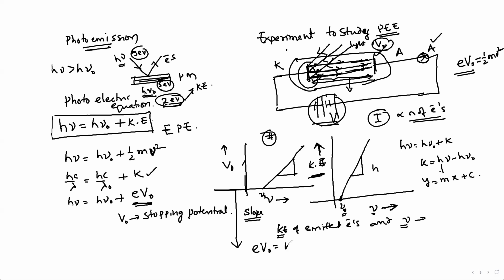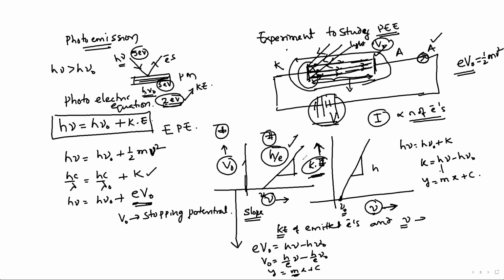eV naught is equal to h nu minus h nu naught, or V naught equals h by e nu minus h by e nu naught. All these are constants, so this equation is similar to y equal to mx plus c. So what is the value of m? h by e. The slope of this graph gives the value of h by e. This is also an important point. The slope of the frequency-stopping potential graph gives the h by e value. The slope of the frequency-kinetic energy graph gives the h value.